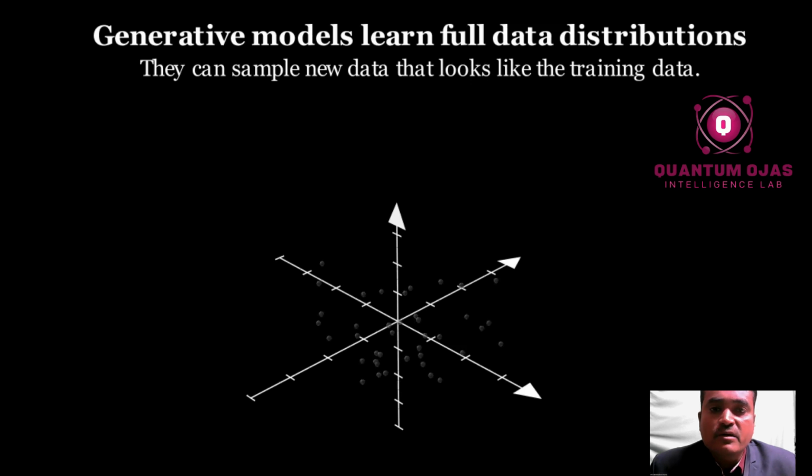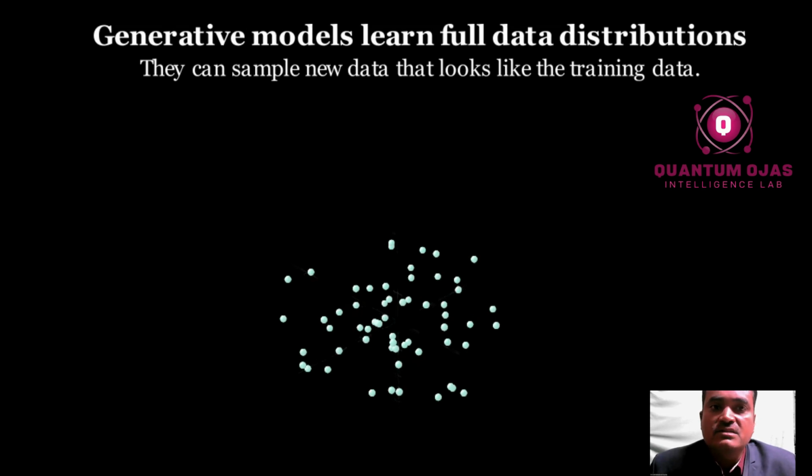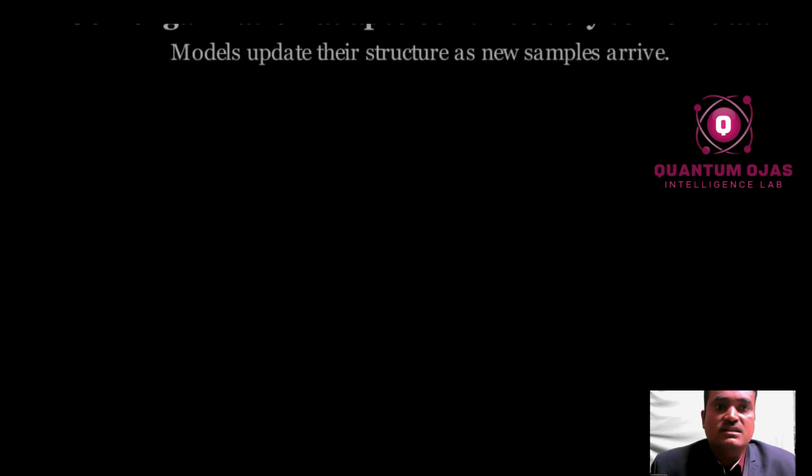So when new data points come into the picture, with the help of unsupervised machine learning, we are able to identify which group this data point belongs to. To identify or to represent which group the particular data point belongs to. So this is one of the most important concepts.